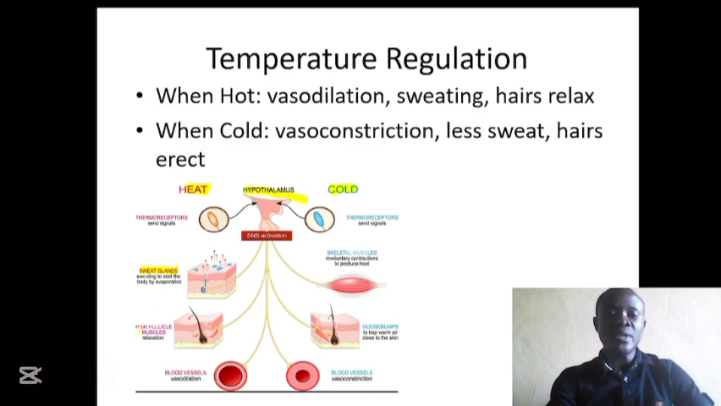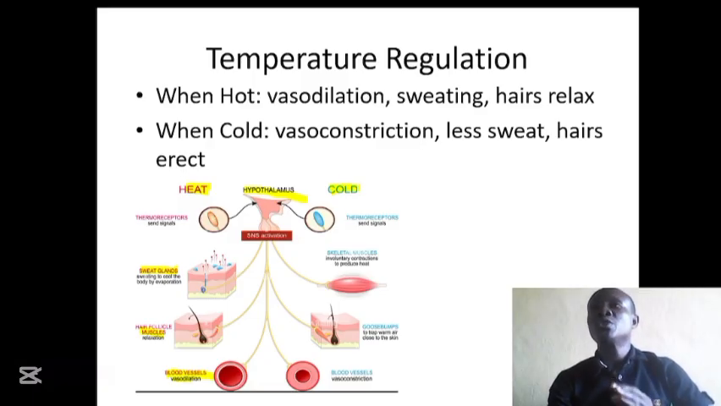It will also send signal to the hair follicles. It will cause the hair follicle to relax, that means to lie flat on the body surface, not to absorb any heat from the environment. And lastly, it will cause the blood vessels closer to the skin to become vasodilated. That means the blood vessels will become dilated, they expand or open up, therefore more blood will flow in them. As the blood is flowing in them, heat will be lost to the outside of the body, thereby reducing the temperature of the body to normal.